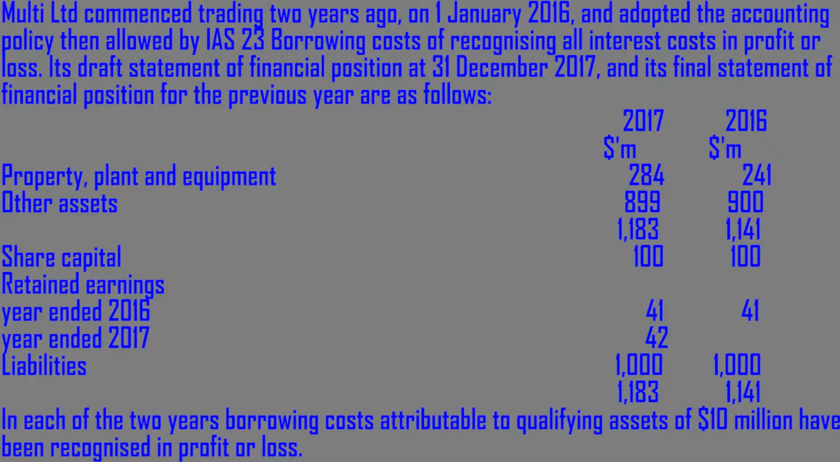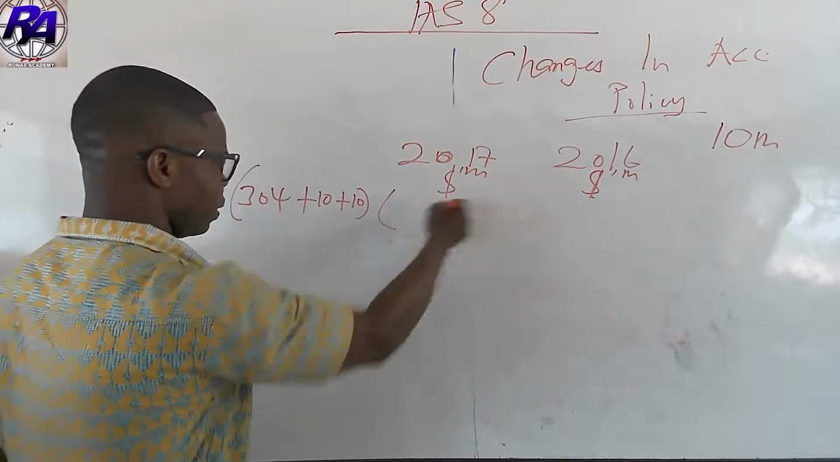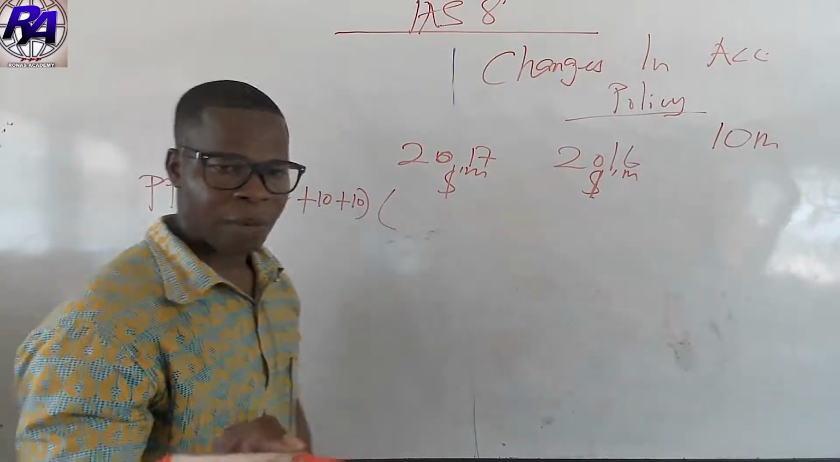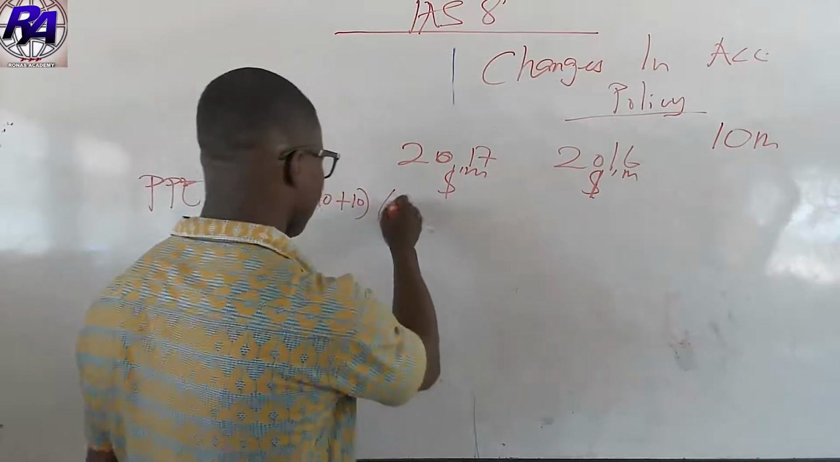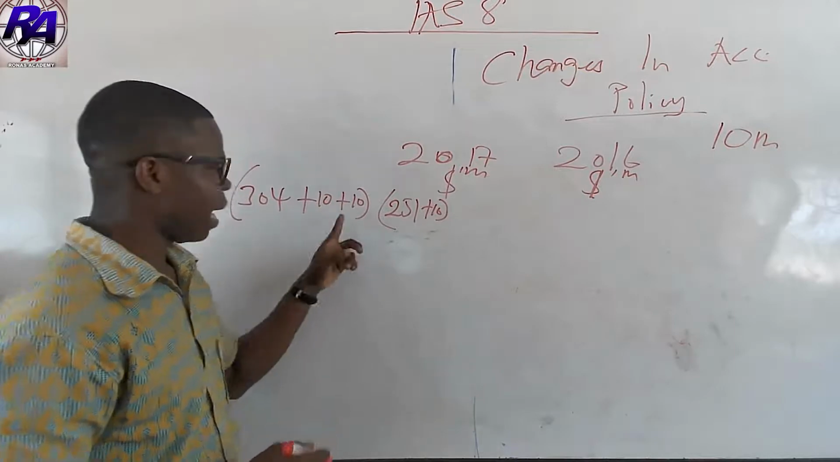Previously, we know. So let's start from the PPE. We go back to our balance sheet. We do the effects, we do the changes, then we come to our retained earnings. We were told that the 2017 PPE balance was $304. We are going to add 10 and add another 10. This is for 2017. And then we go to 2016. The carried down balance of the PPE was 251, and you are going to add 10 here. I'm explaining why we are adding this 10 twice.